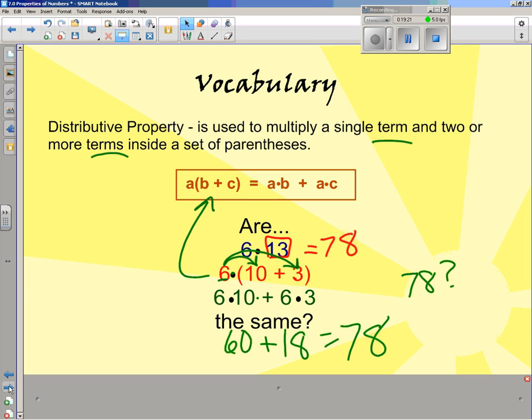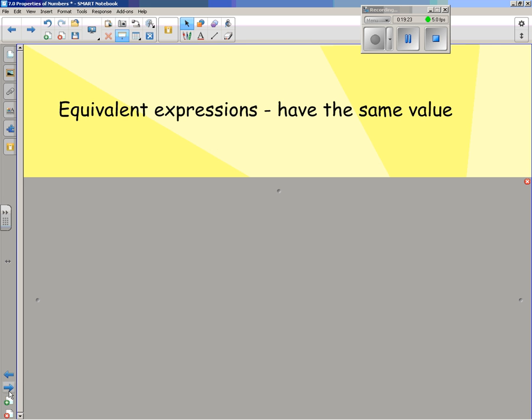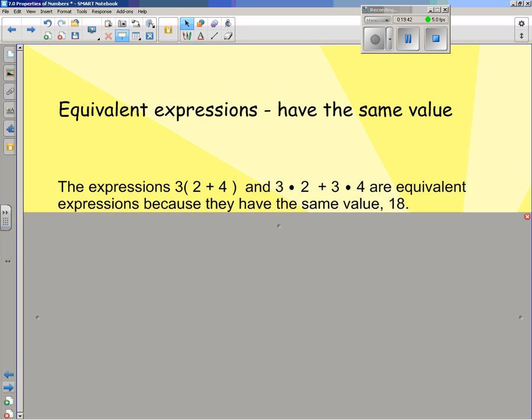All right, on that same page, I want you to write this. Equivalent expressions. Equivalent expressions are going to become really important when we get into one-step equations, two-step equations, systems of equations, which is all coming down the road. What you need to know is that equivalent expressions have the same value.